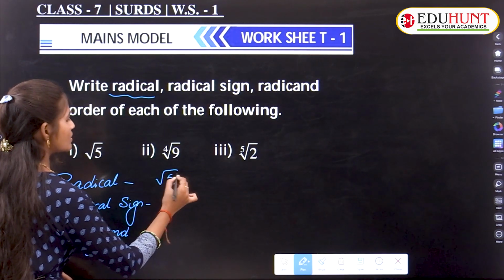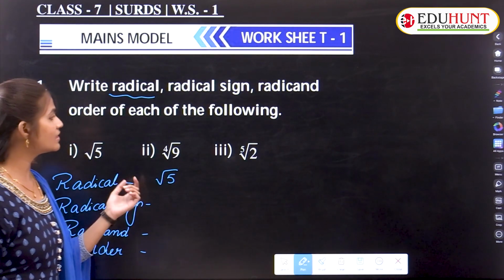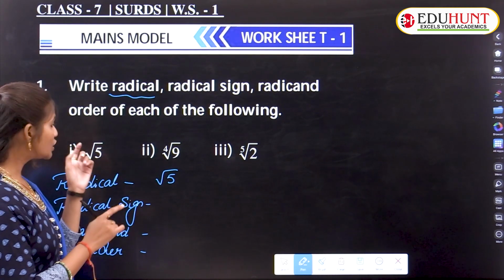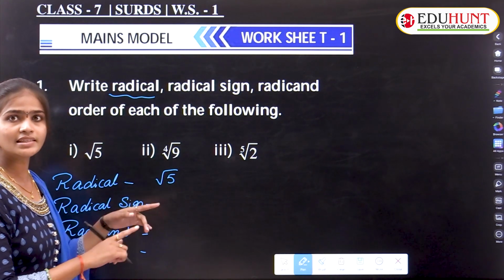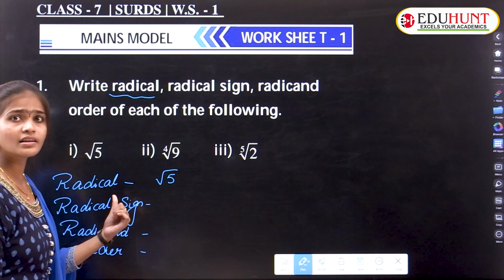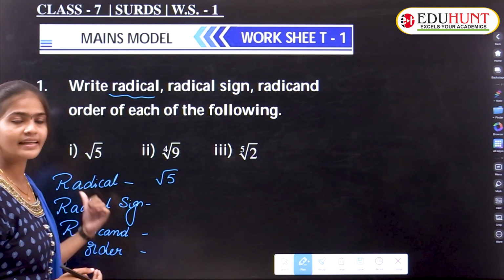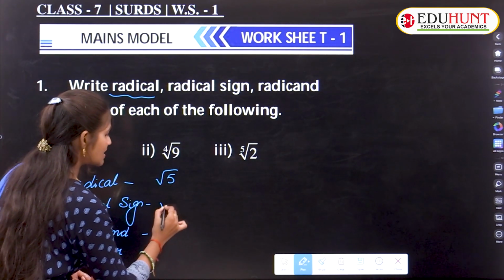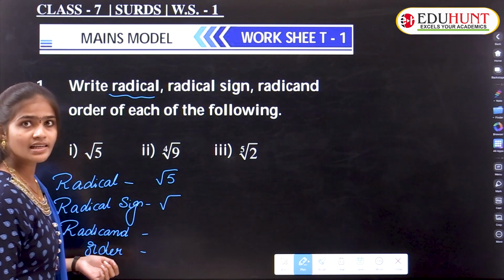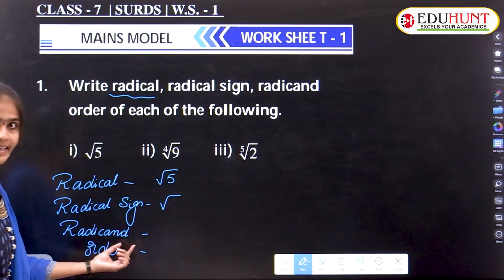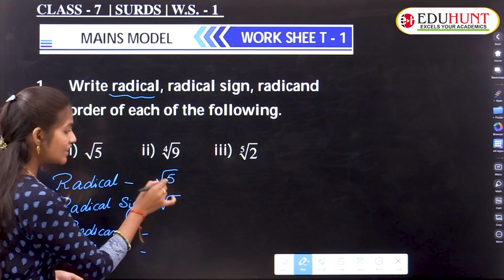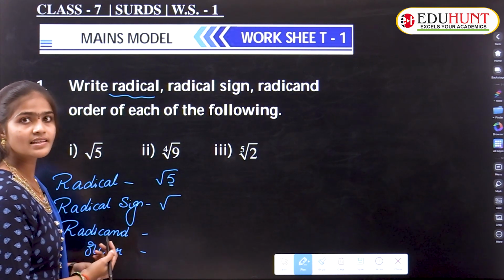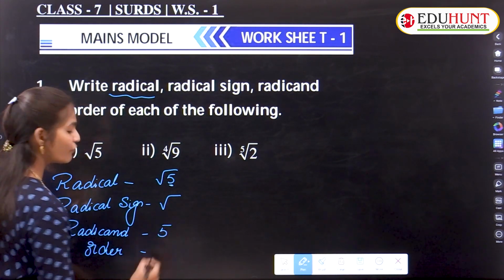So what is the first radical here? That is square root of 5. Is that a surd or not? Yes, obviously it is a surd. First we have to identify whether the given number is a surd or not. If it is a surd, then it is a radical, because another name for a surd is radical. Next, the radical sign. Here the radical sign is the square root. Next, radicand. Radicand means the value inside, under the root. So here the radicand is 5.